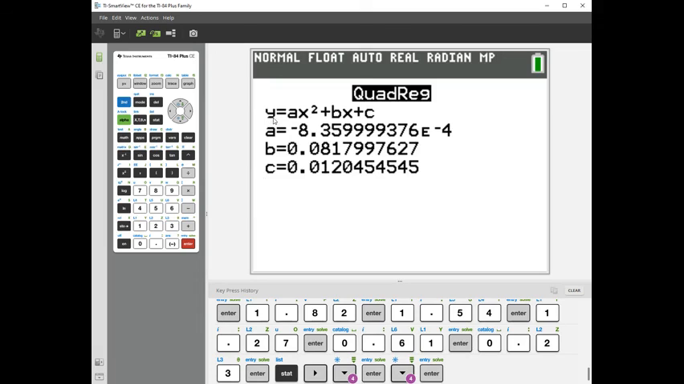So the equation is y equals negative 8.36. This e to the negative 4th, that was the scientific notation we talked about in class. So you'll need to say times 10 to the negative 4th after this decimal is rounded. And then x squared plus 0.082x plus 0.012. We're rounding all of those to 3 decimal places.